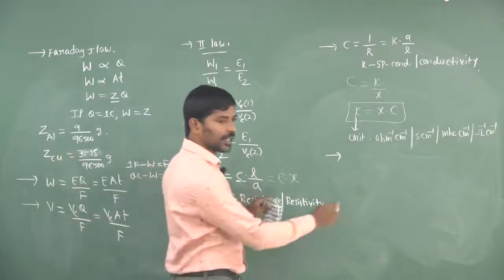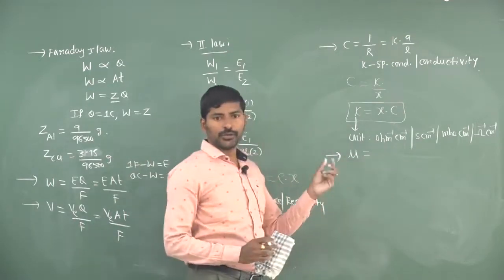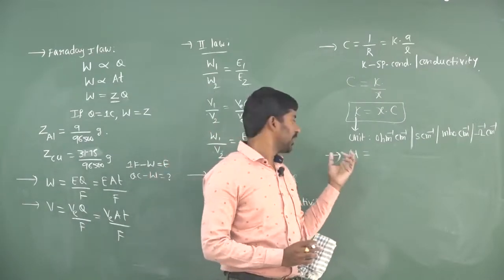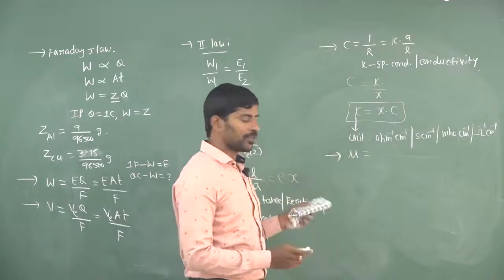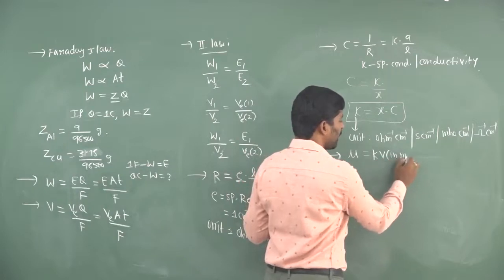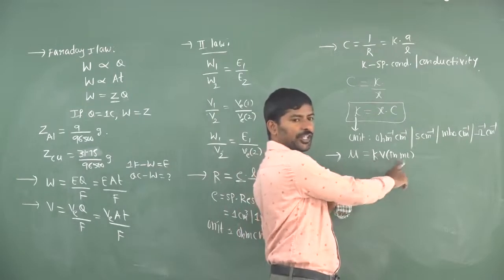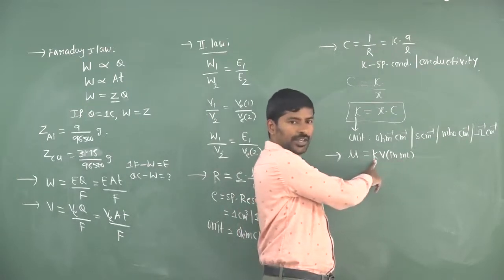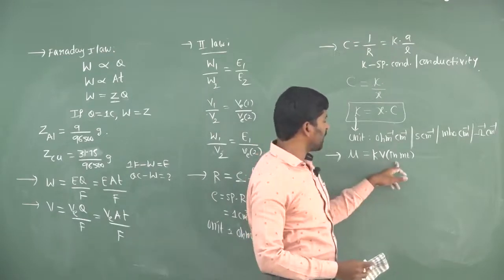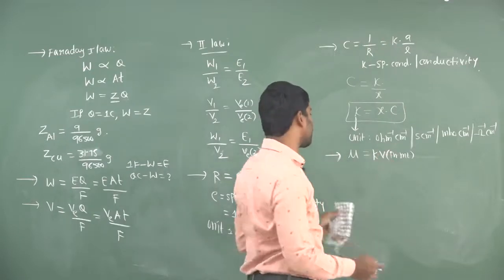Next one, what is molar conductance? Whatever may be the volume of solution, if the solution contains 1 mole of electrolyte, its conductance is called molar conductance. What is the formula for molar conductance? K into volume in ml. Since K is the 1 ml solution conductance, then V ml of solution conductance is given as K into V. But this V ml solution possesses how much electrolyte? It has to possess 1 mole of electrolyte.